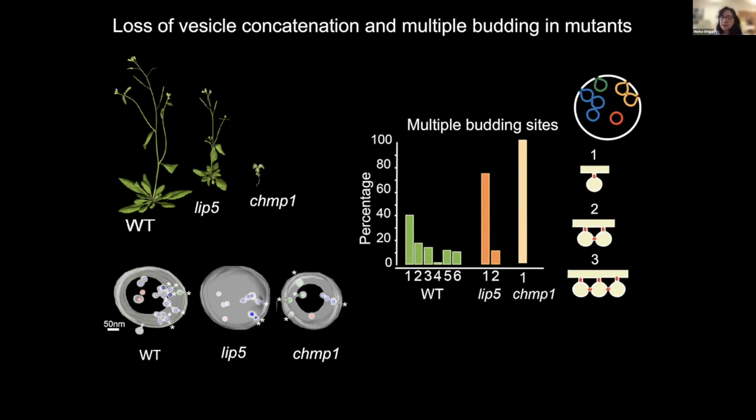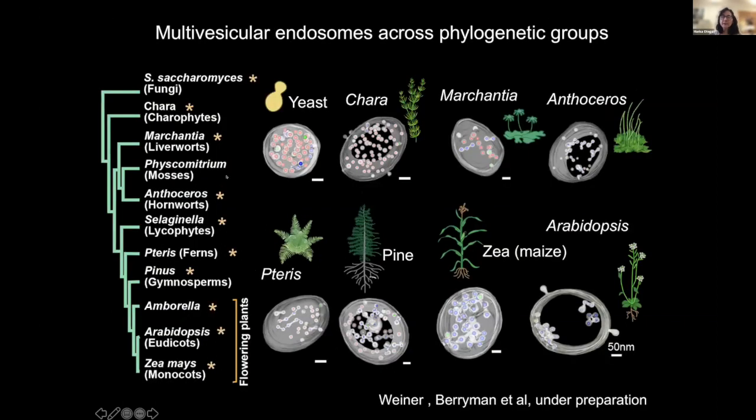So we were interested in understanding how these features evolved within plants. Yeast seem to be sorting their plasma membrane proteins in a very different way. So what is unique in plants, and when did this happen during evolution? And so we have been sampling pretty much across the phylogenetic tree of plants. We have tomograms of multivesicular endosomes from yeast, from Chara, green algae, Marchantia, and you name it.